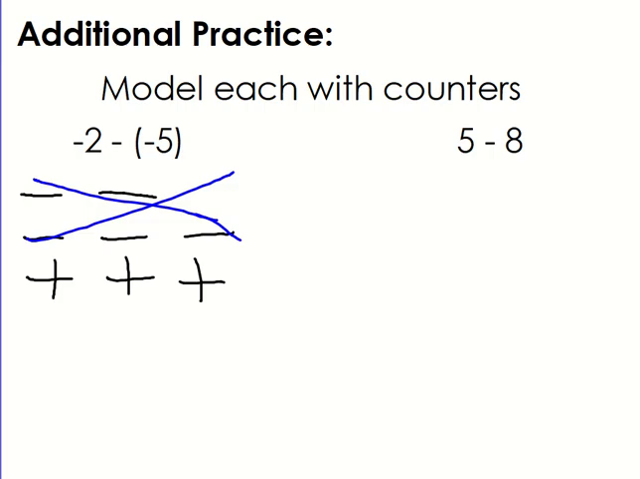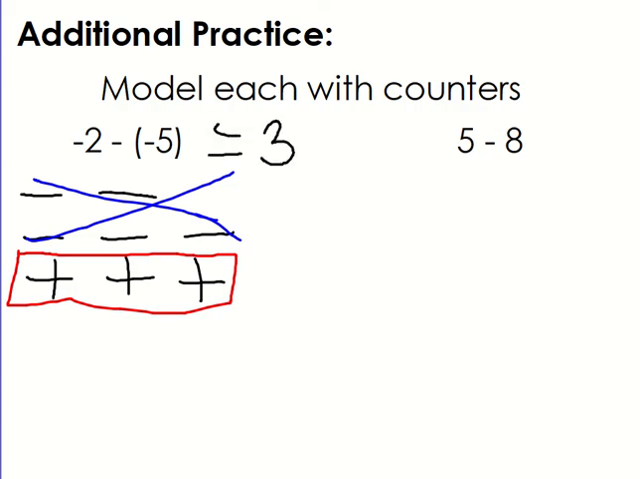Since my negatives are all gone, I actually have +3. You can see it. It's +3. How did that happen? I added 0 pairs to be able to get rid of my -5. Now notice too, I didn't need to add 5 0 pairs. I only needed to add 3 this time. So you only need to add however many you need. If you need 3, add 3. If you need 5, add 5.